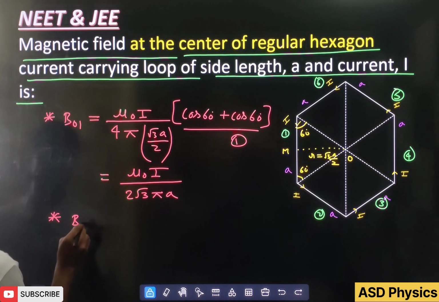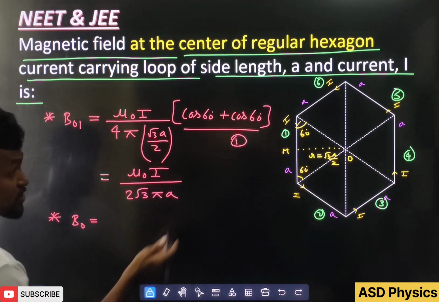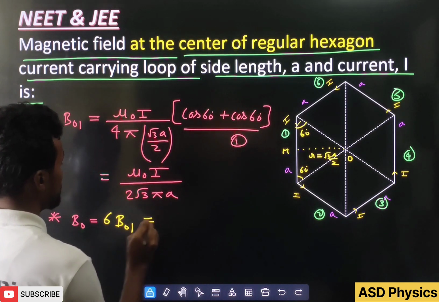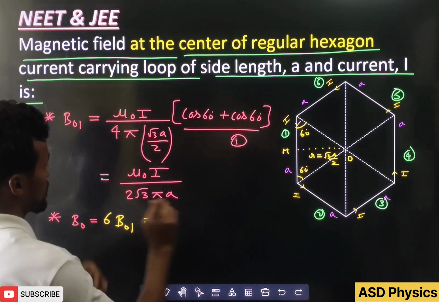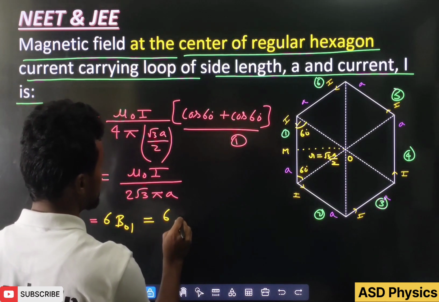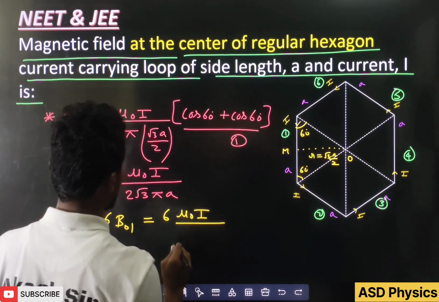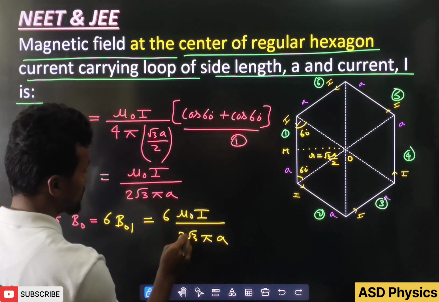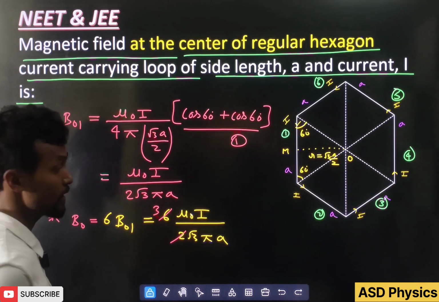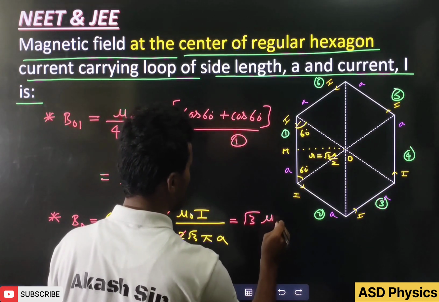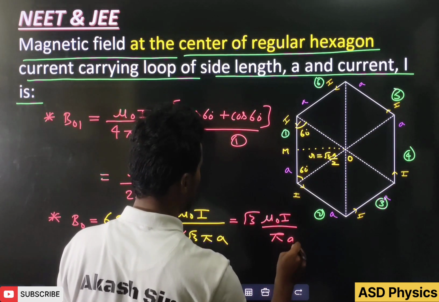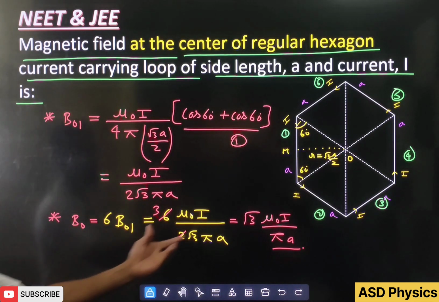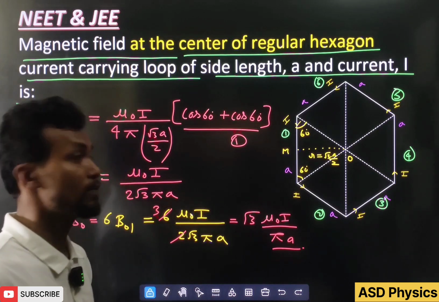Now students, if I write the resultant magnetic field at point O, due to how many sections here? 6 sections are there. Okay. So we can write 6 of B naught 1. Is it? 6 times B naught 1. So students, it will become 6 mu naught I by 2 times root 3 pi a. So what will happen here? 2 3 is 6, 3 by root 3 means root 3. So it will become root 3 mu naught I by pi a. I hope the calculations are very perfect. Can you remember that? Root 3 mu naught I by pi a.